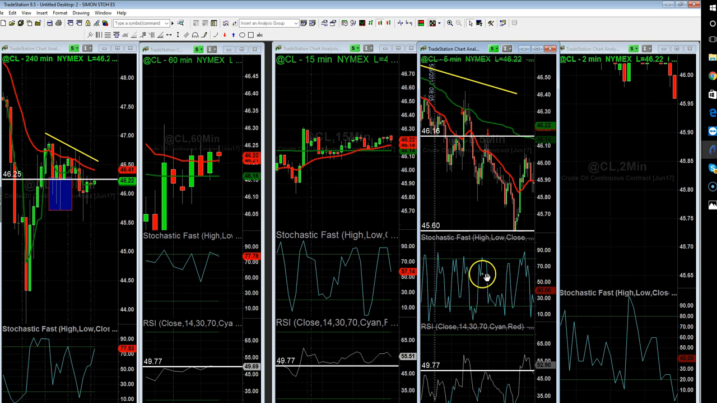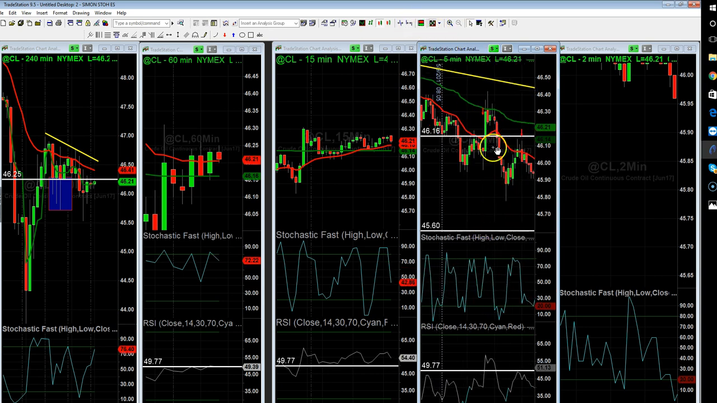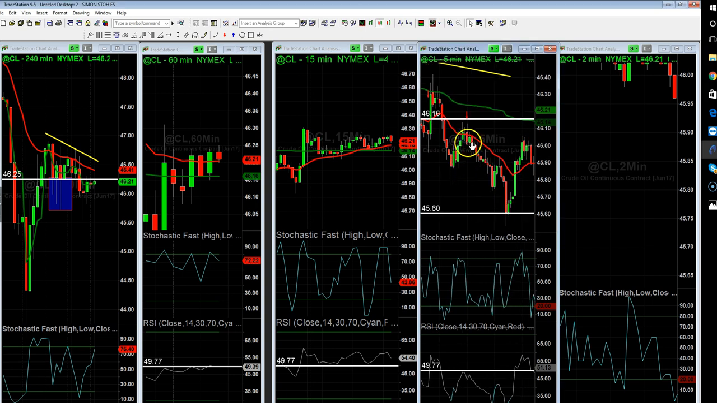We finally get, I have a specially modified stochastic. We get to overbought. You'll see that it gets overbought right here. I'm looking for my first lead-in bar, which is basically my first 5-minute bar that closes red. I'm short on this bar. I'm looking for responsive sellers, and you see that we get this push to the downside.